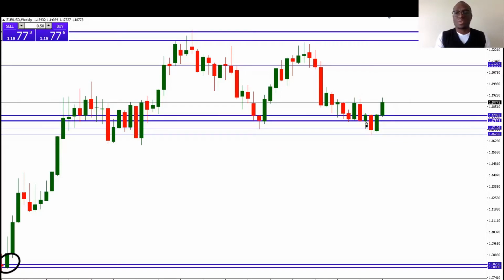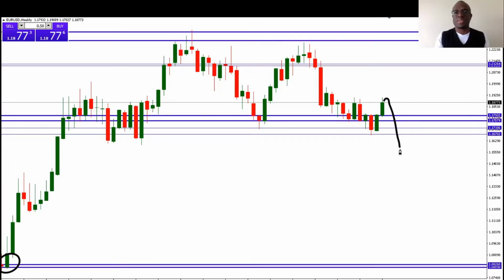And so what we'll be expecting is that if the price continues its movement to the upside, then pulls back to come and test this zone, or forms a higher low, we'll be expecting that the price is going to move to the upside up to 1.23352.